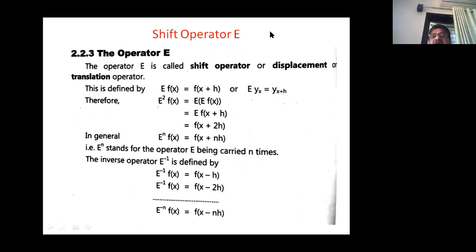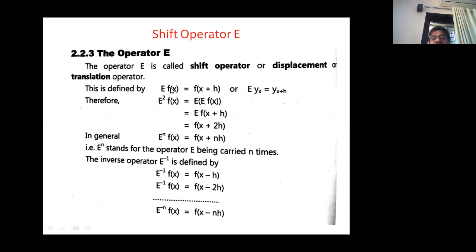The next is the shift operator, and the notation for the shift operator is E. It is also called a forward shift operator, or just the shift operator, or displacement operator, or translation operator. The notation is this capital E, for the shift operator or forward shift operator.